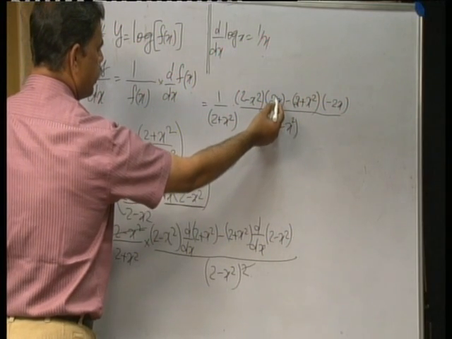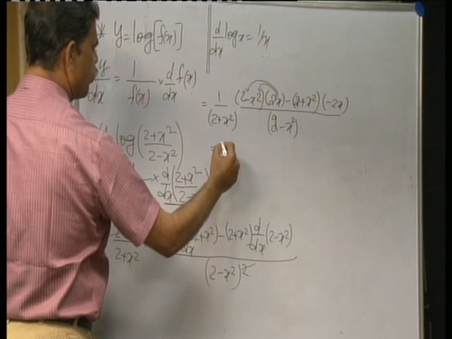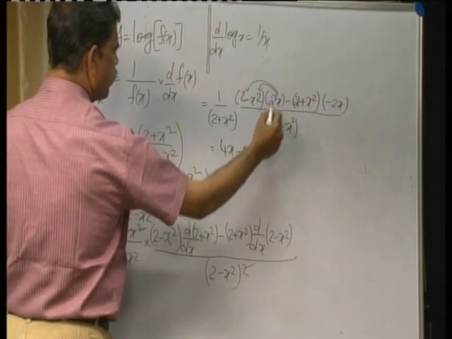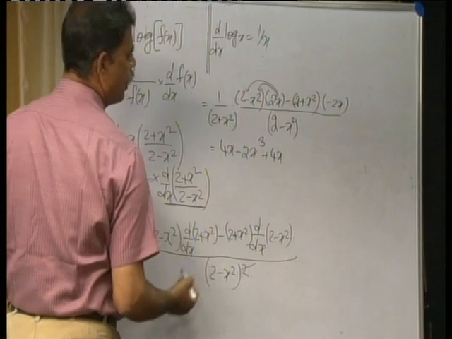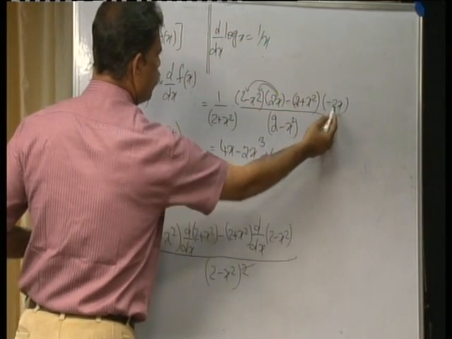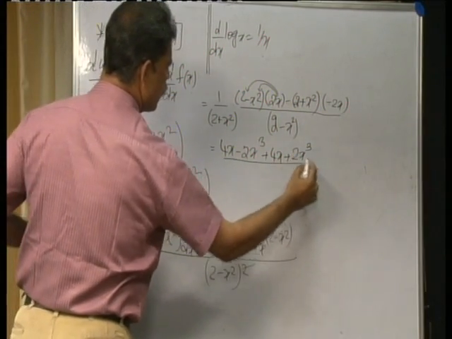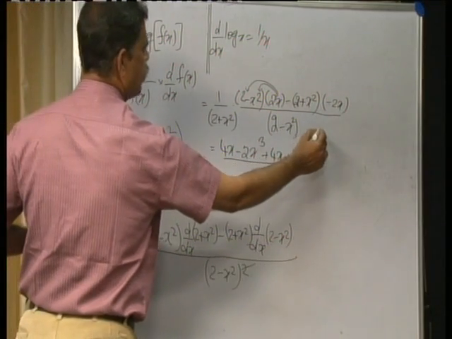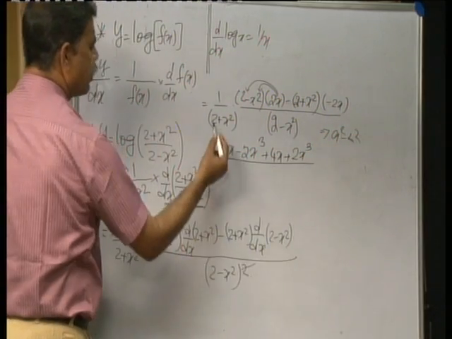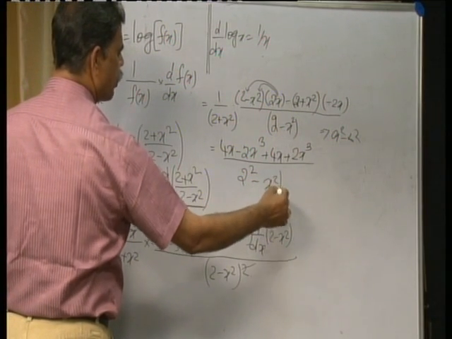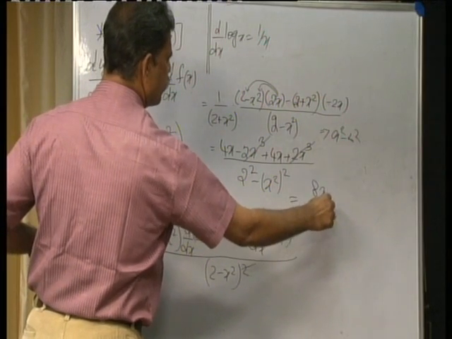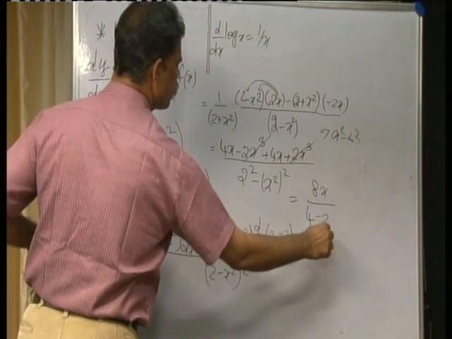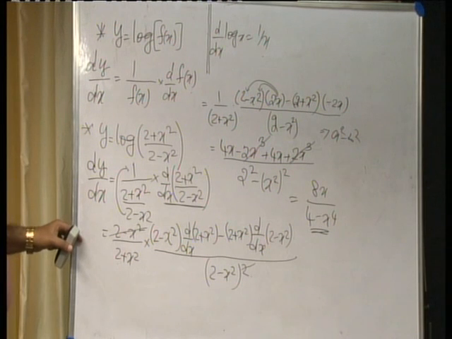This is equal to, you can multiply 2x with 2 and 2x with x square. It becomes 4x minus 2x cube, since 2x into x square is 2x cube, and minus into minus is plus, 2x into 2 is 4x, plus 2x cube, all divided by 2 plus x square into 2 minus x square. You can treat the denominator as a square minus b square, where a square is 2 square and b square is x square, whole square. The 2x cube terms get cancelled. Finally, 4x plus 4x is 8x, divided by 2 square, which is 4, minus x square whole square, that is x to the power of 4. This is the derivative of the log of a function.